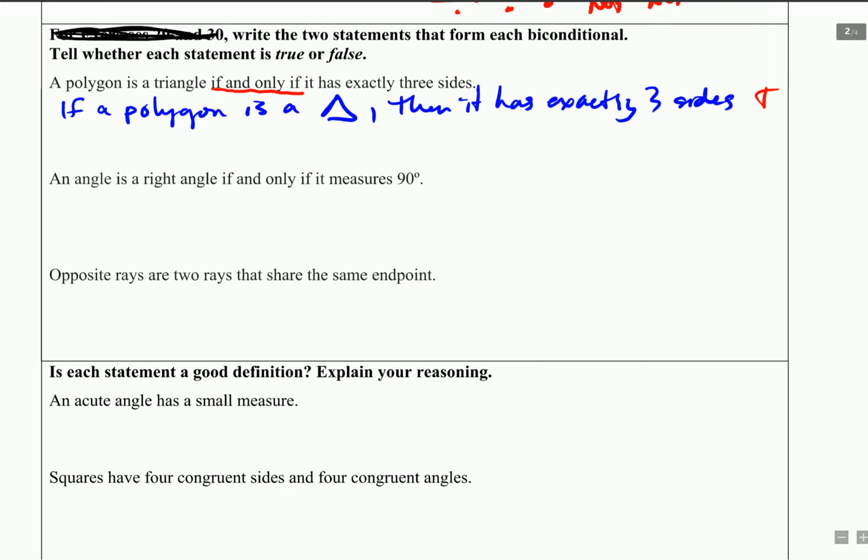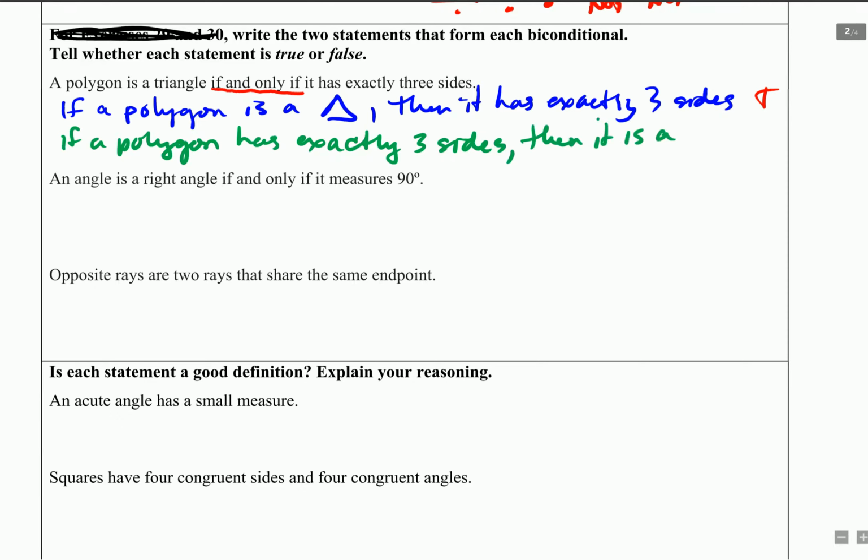And then we start from the back side and go the other way. So if a polygon, right, because we're talking about a polygon, has exactly three sides, right, sometimes we have to add words in to make nice sentences, then it is a triangle. So if a polygon has exactly three sides, is it a triangle? Yes, it is. Those are true. So this is a good definition for triangle. A polygon with exactly three sides. Shouldn't be any surprise there.